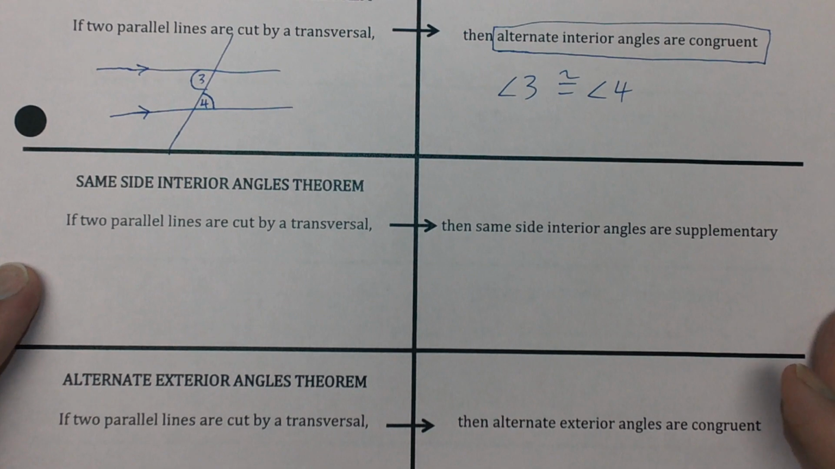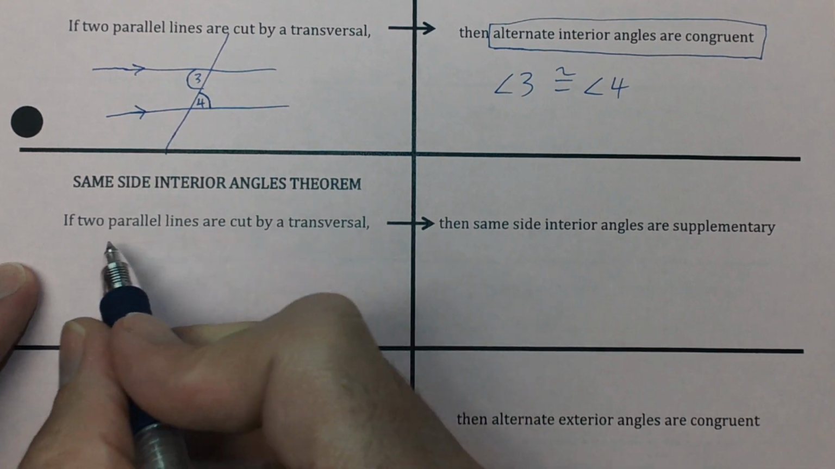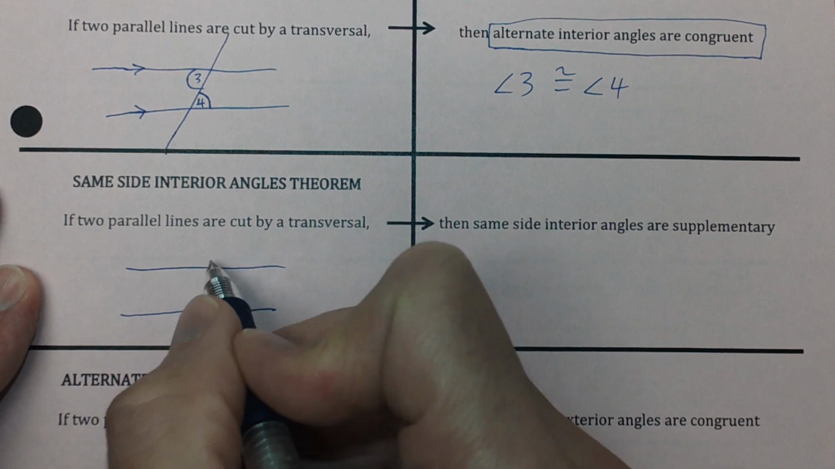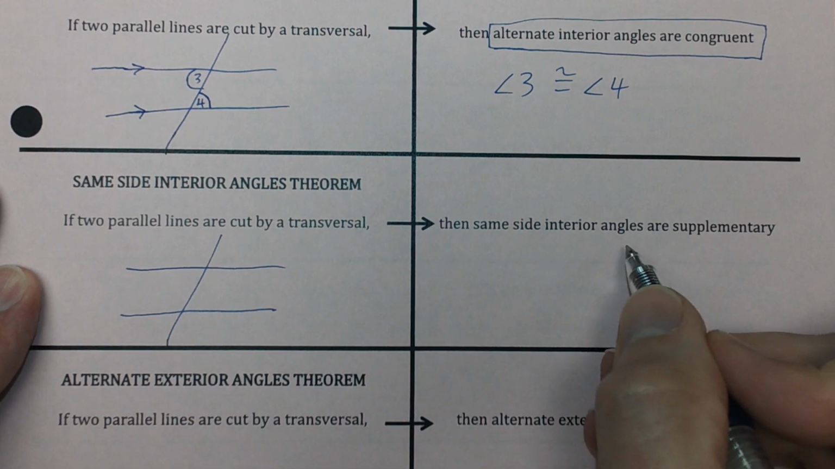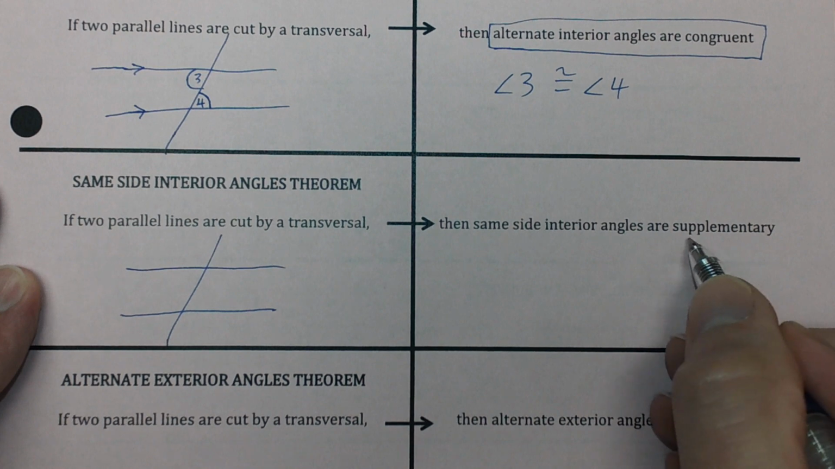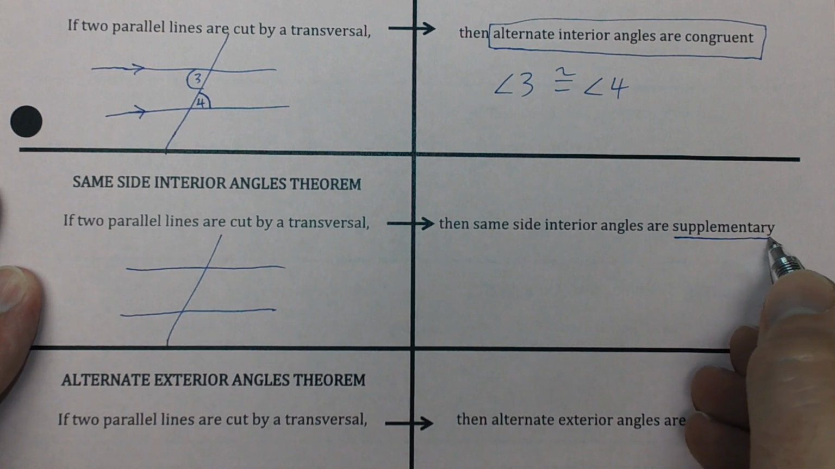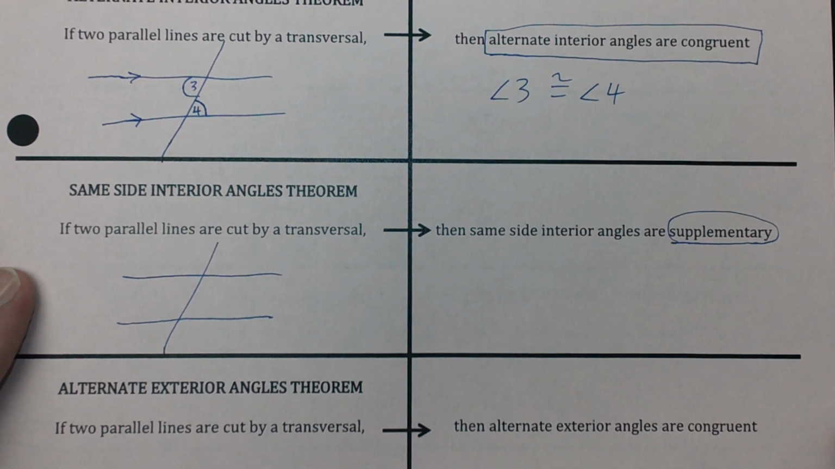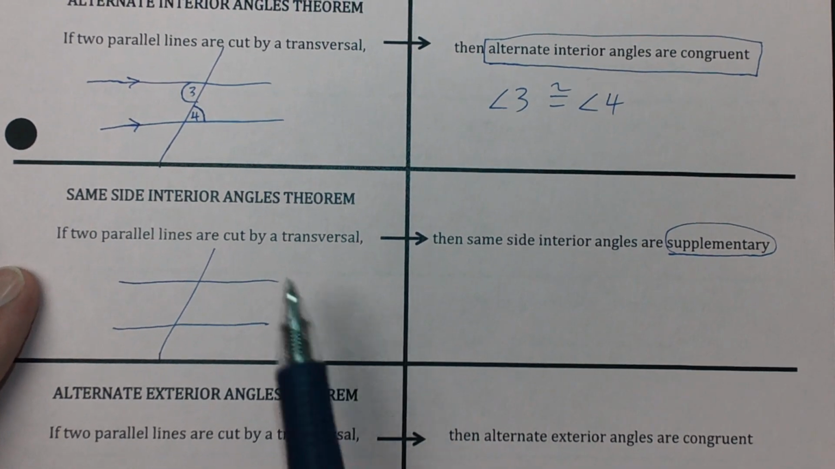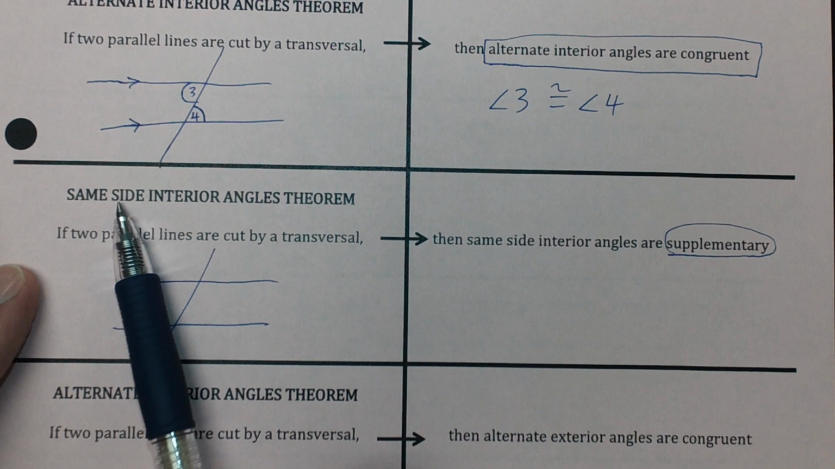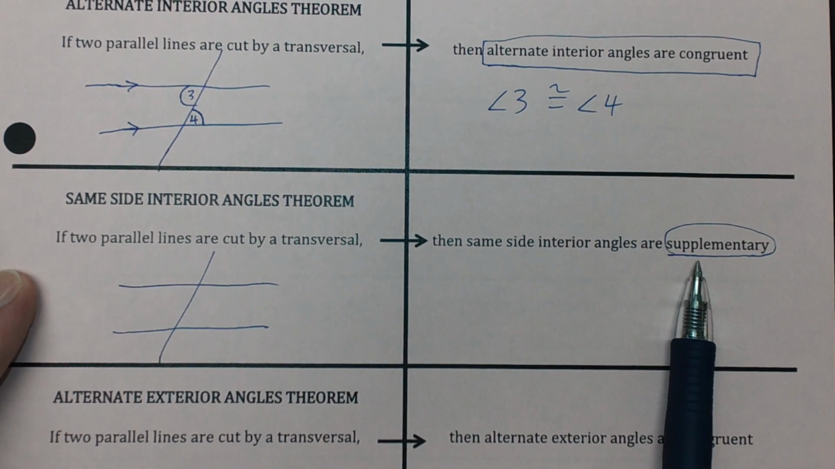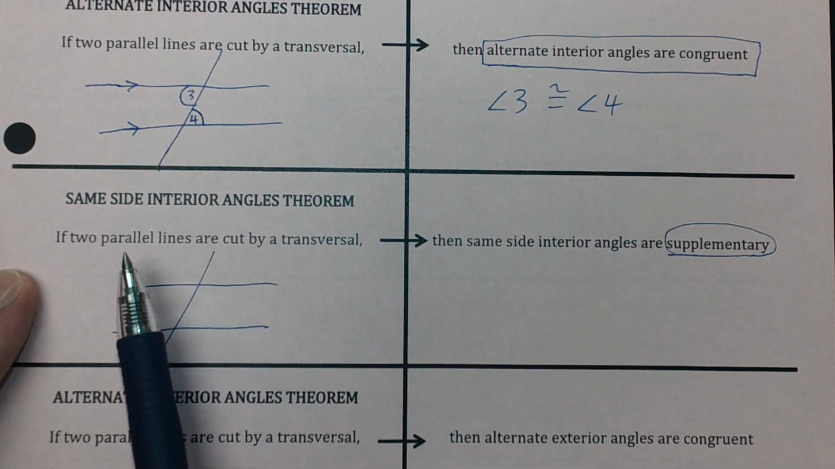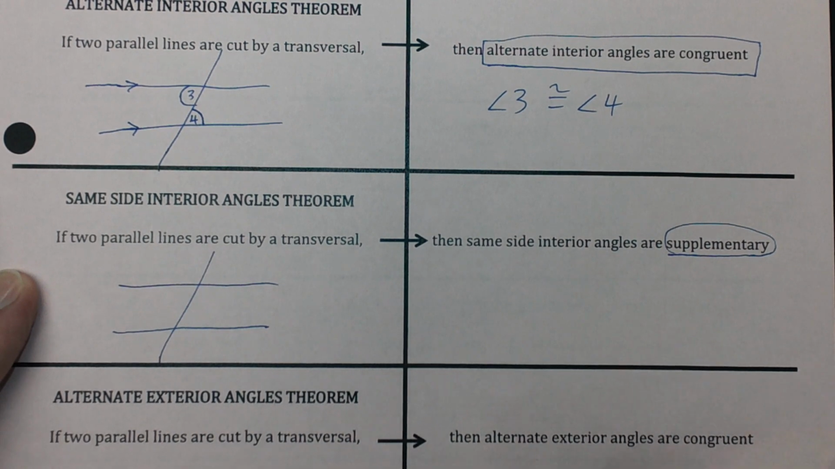The next one is same side interior angles. Again, if two parallel lines are cut by a transversal, then same side interior angles are supplementary. This one is a little different because there's no congruent angles usually. But how do you remember this one? Same side supplementary. It's got some alliteration. SSS. Same side interior angles are supplementary.